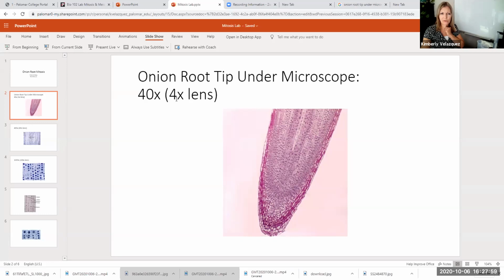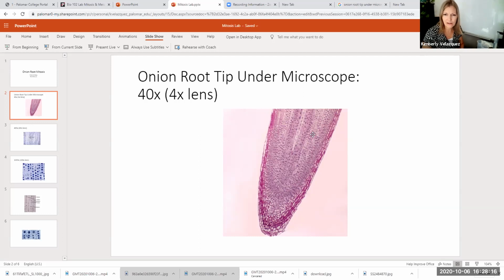So this is at 40x magnification. In other words, it's the 4x lens. Remember, the ocular is 10x. So if you use the 4x lens, you multiply it by 10 because of the ocular, and your total magnification then is 40 times the magnification.